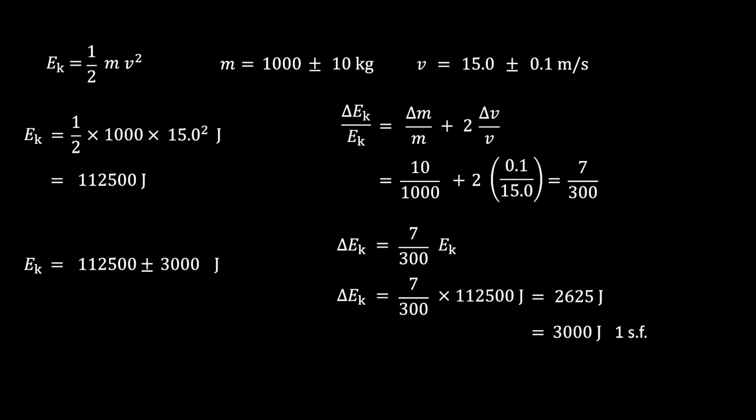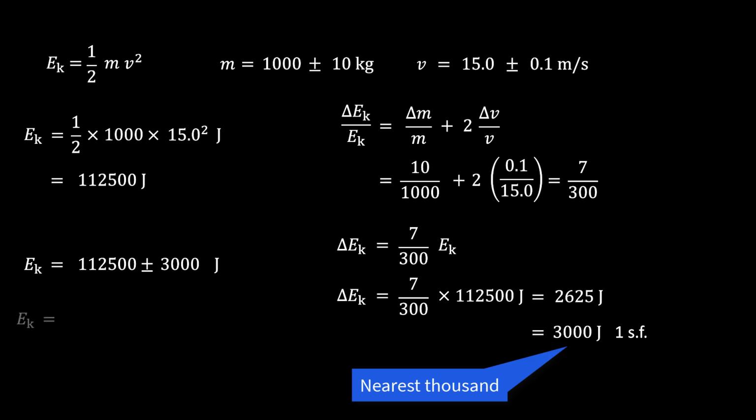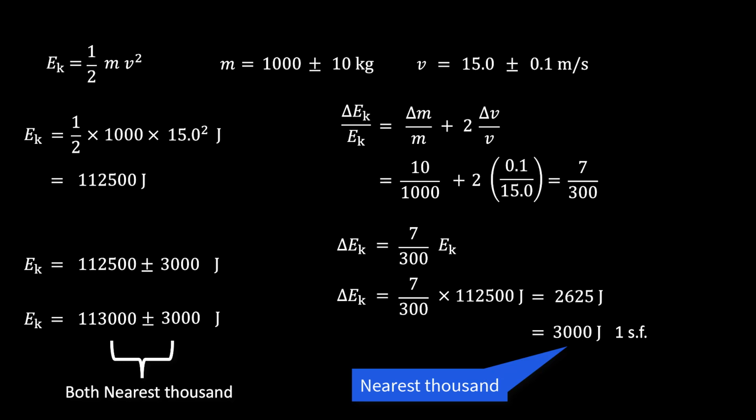So here the uncertainty is to 1 SF and is therefore to the nearest 1000. So the value of the Ek should also be rounded to the nearest 1000. And if we do this, then we get the Ek equals 113,000 plus or minus 3000 joule.